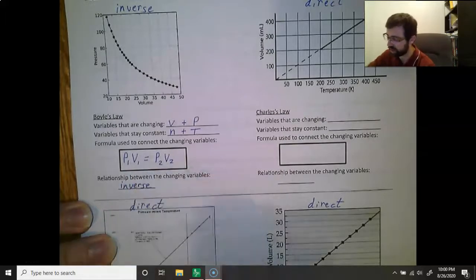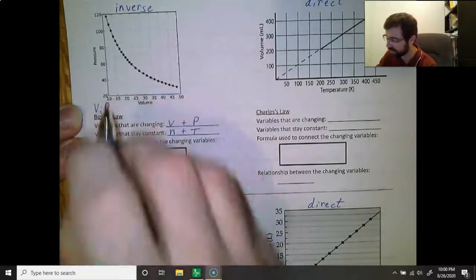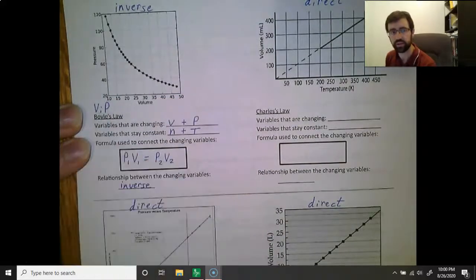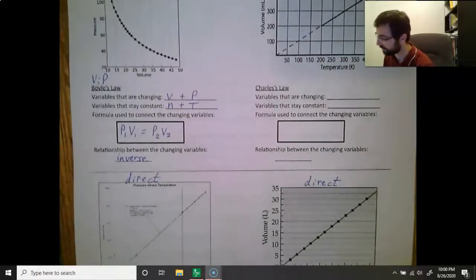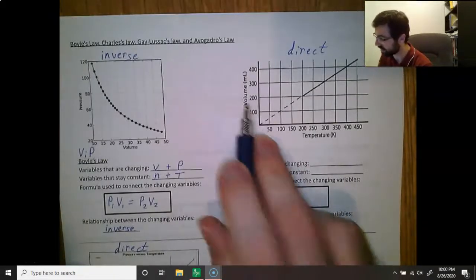One way to remember that is we say that Boyle is the VIP. Volume is inversely proportional to pressure. If you can remember Boyle is the VIP, that'll help a little bit maybe. Okay, Charles's law. Temperature and volume are directly related.